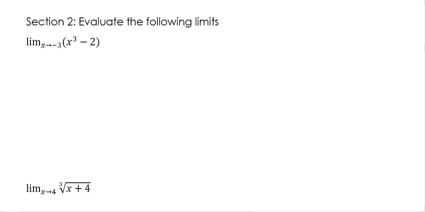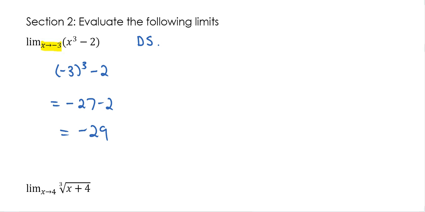All right, so for this question right here, I have the limit as x approaches -3 of x cubed minus 2. Well, this is a simple polynomial, so you just need to use direct substitution here. So I'll write down DS, direct substitution. So this will be -3 cubed minus 2. And when you do that, you should get -27 minus 2, which gives you a final answer of -29, and that would be full points on the test.